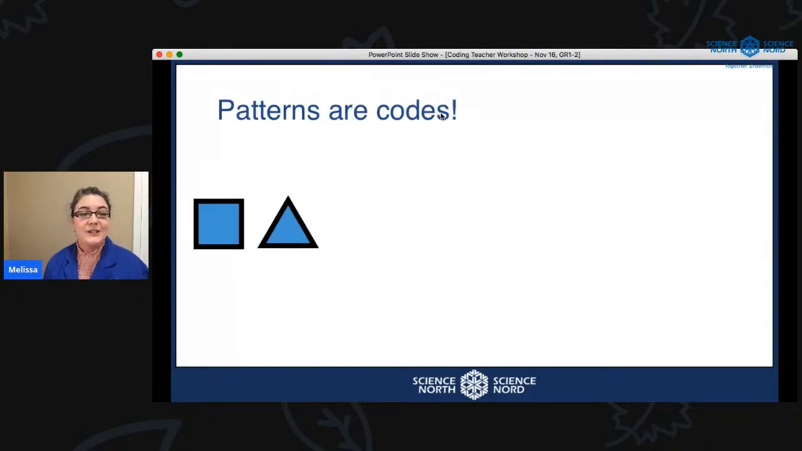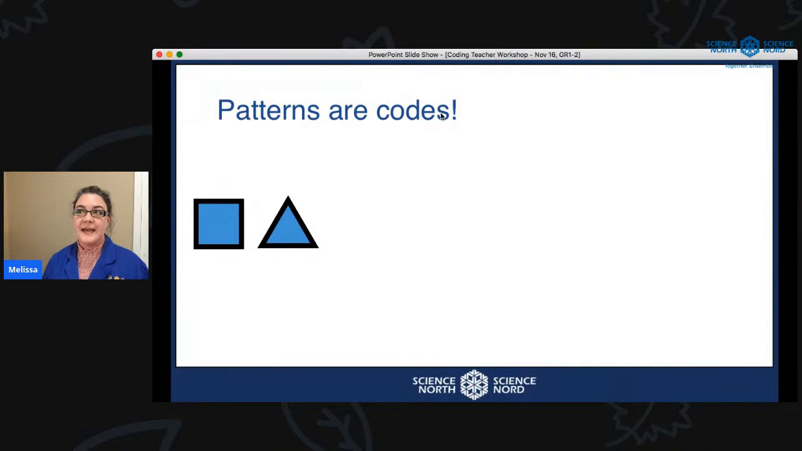So we're going to take a look at patterns. And why are we taking a look at patterns? Because patterns essentially are codes. So when we say coding, what does that mean? Well, usually we mean a set of instructions that we're going to give to a computer.